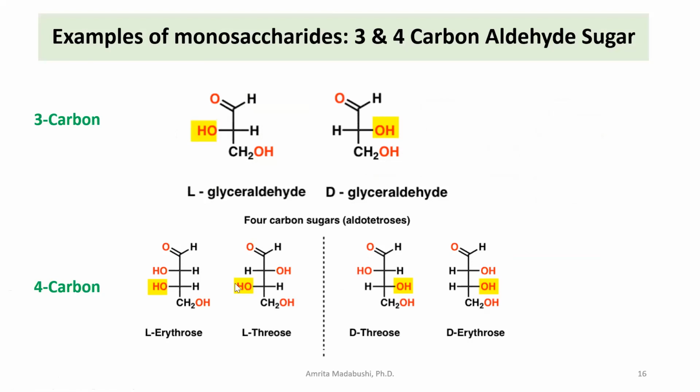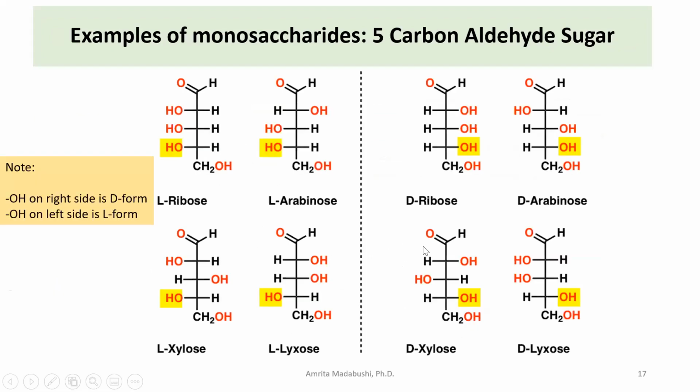That was amazing, guys. You identified the last asymmetric carbon, and having the OH on the left side is L and on the right side is D. And that can be a possible question: is it D or L? What kind of molecule is this? So, like I said, very similar to the assignment.